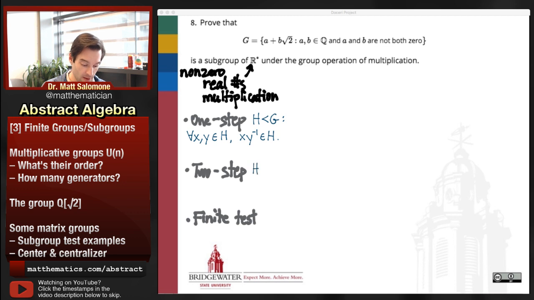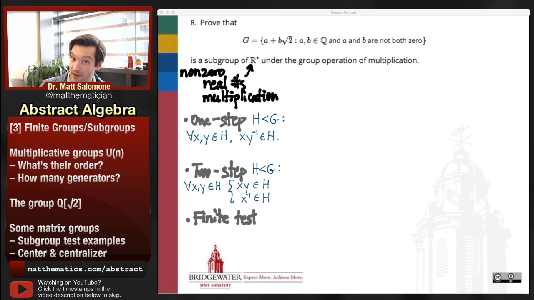For the two-step subgroup test, what we end up verifying is actually 2 of the OG properties, the original properties of a group. We verify separately the closure property and the inverse property. So if for all x and y in H, we have 2 things to be true: xy belongs to H, in other words, H is closed under the operation of the group G, and also x inverse belongs to H, so that the inverse property is also satisfied.